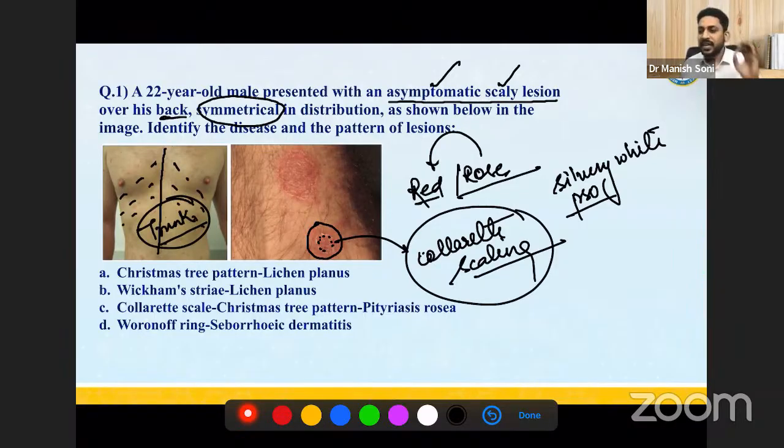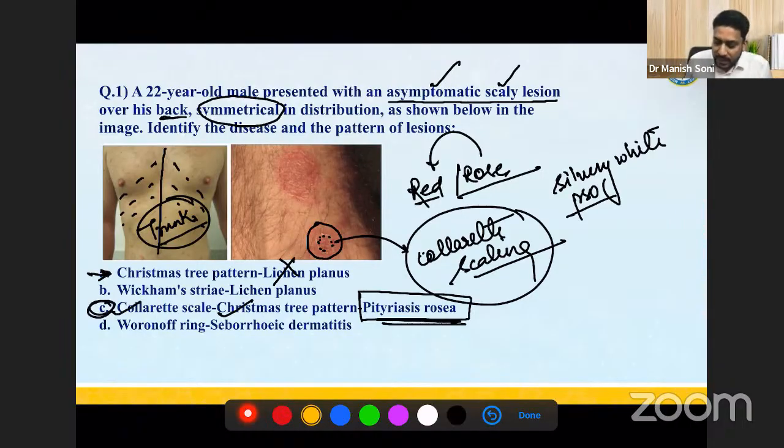This is a case of, yes, all of you have answered correctly in the chat box, pityriasis rosea. Now, sometimes this pattern is known as Christmas tree pattern, and you might get confused with the first option because Christmas tree pattern is written there. But remember that Christmas tree pattern is not seen in lichen planus. It is seen in pityriasis rosea. So this is the Christmas tree pattern and the collarette of scales being shown here. So the answer is C.